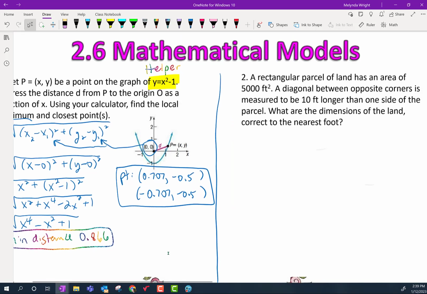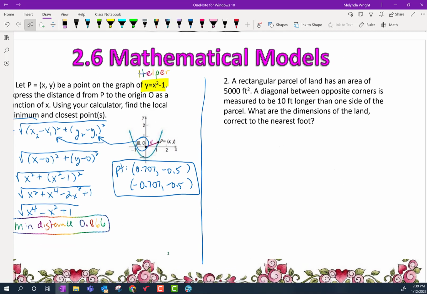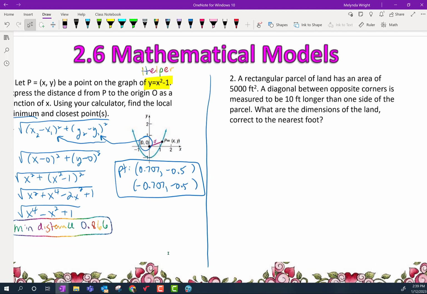Okay. All right, we've got a parcel of land, has an area of 5,000 feet squared. A diagonal between the opposite corners is measured to be 10 feet longer than one side of the parcel. What are the dimensions? Correct to the nearest foot, so they want us to round to a whole number. All right, here we go. So let's draw our parcel of land. It's rectangular. We have a diagonal.